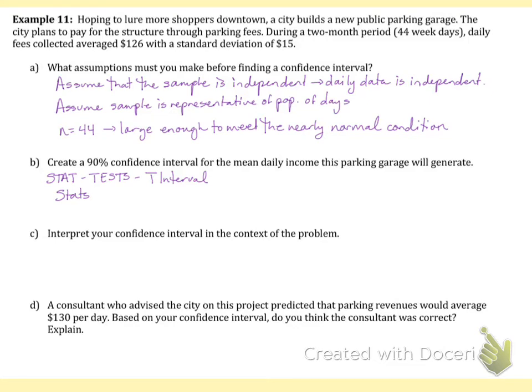And then we know that the sample mean is 126. The sample standard deviation, which they denote with S sub x, is going to be 15. The sample size is 44, and the C level is 0.9. And when you put this in your calculator, you're going to get an interval of 122.2 to 129.8.